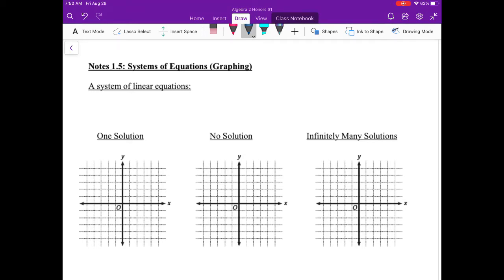Everyone, today I'm going over notes 1.5. We're going to be solving systems of equations by graphing. This should hopefully be a review from Algebra 1.